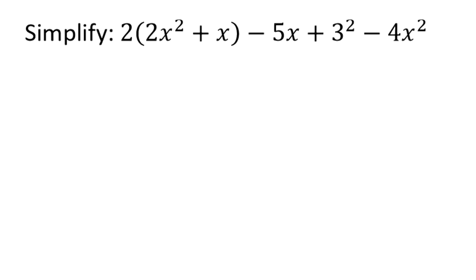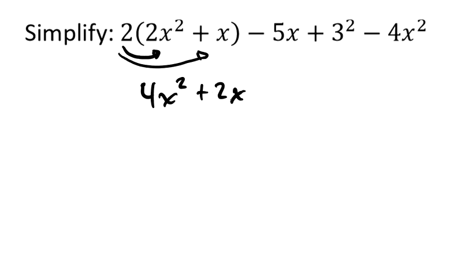I'm just supposed to simplify this expression, so I'm going to go through and I guess use the distributive property and then collect some like terms. So when I distribute this 2 to the negative 2x times the negative x, I get 4x squared is 2x squared, and then plus a 2x. I do have a minus 5x. This is just the number 9. Right? 3 squared is 9, and then minus 4x squared.